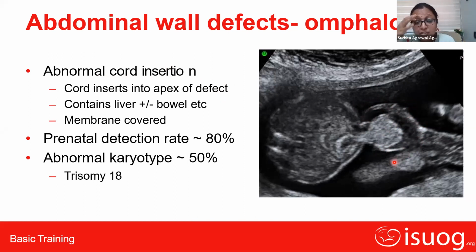The prenatal detection rate is as high as 80%, and this is associated with abnormal karyotype in 50% of cases. That is trisomy 18. So omphalocele is the one which is associated with abnormal karyotype, that is trisomy 18.